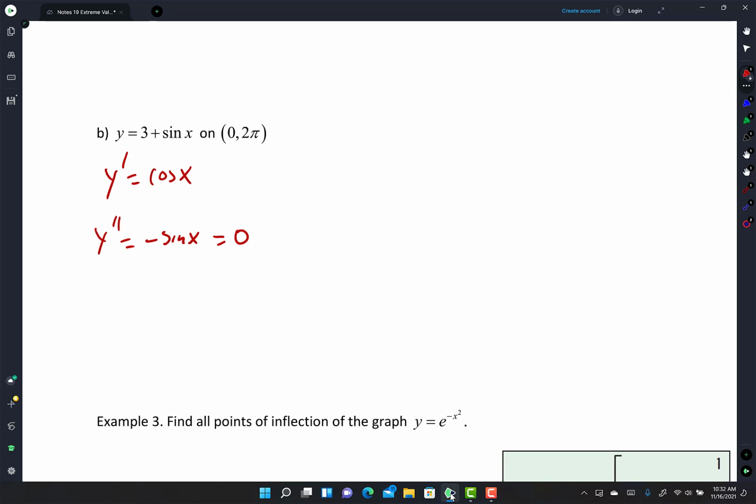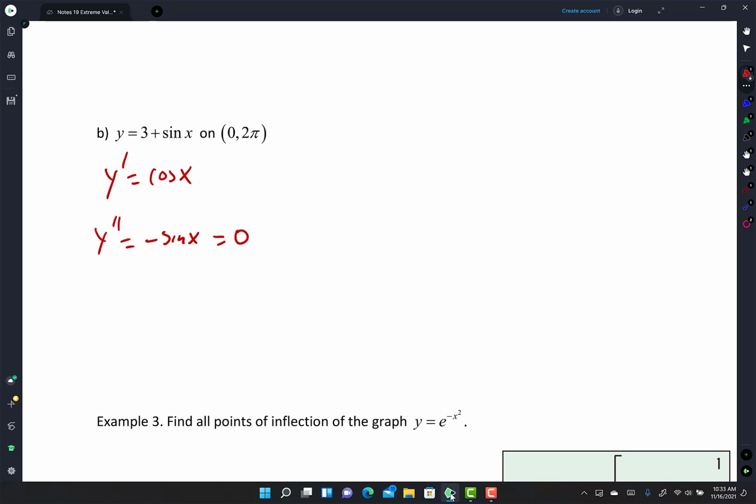And call it a candidate. So this is a candidate for concavity, a possible candidate for a point of inflection. Does that make sense? Sorry if I'm talking too fast. What's a point of inflection? It's where the concavity changes from concave up to concave down or vice versa. Does that make sense to you guys? So these are just candidates for points of inflection.